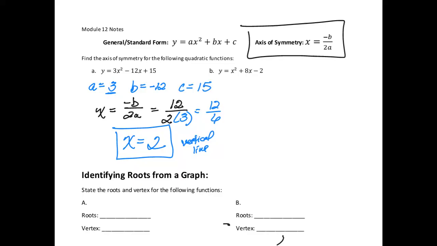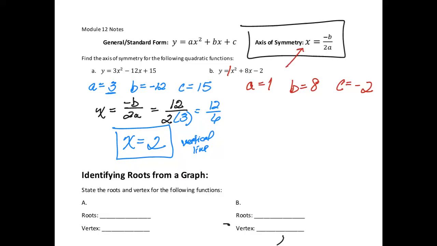Y equals x squared plus 8x minus 2. Ooh, stump the student. What's your A value here? Good, yes. This is 1 understood. That's in front. What is my B value? What is it? Excellent. B is 8 and C, ooh, this one might be a little tricky. -2, yes. Good.